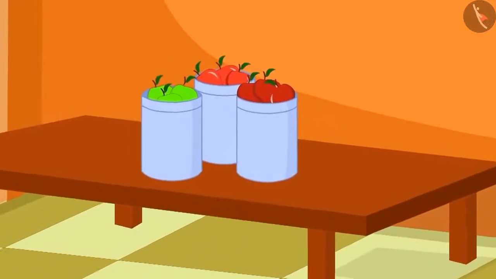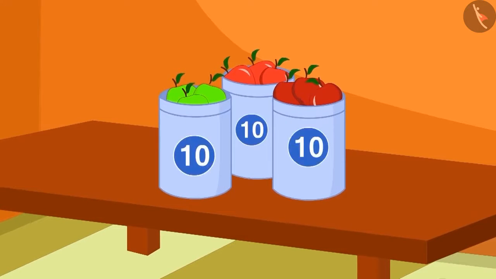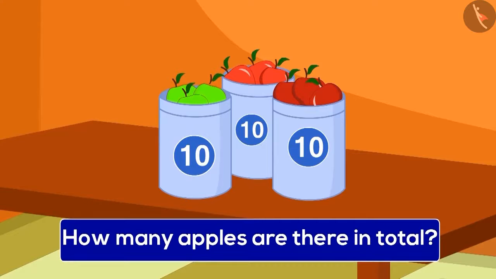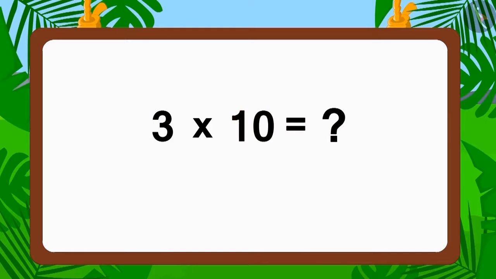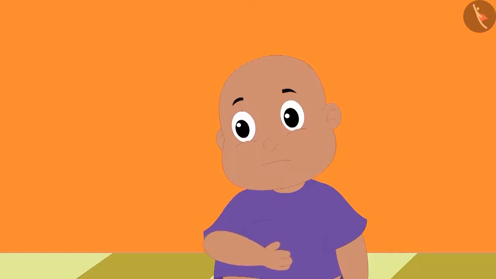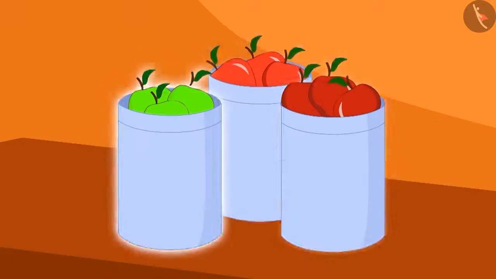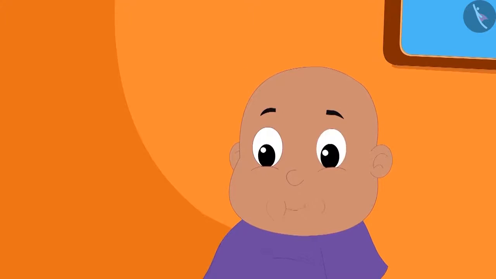As he walked in, he saw 3 boxes on the table, and in each box there were 10 apples. Can you tell how many apples were there in total? How will we write this by using multiplication? 3 multiplied by 10. Now, using the multiplication of 3, how many are these? 30. Bablu was very hungry. Of the 3 boxes, one of the boxes had delicious red apples. Bablu ate a few apples from that box.